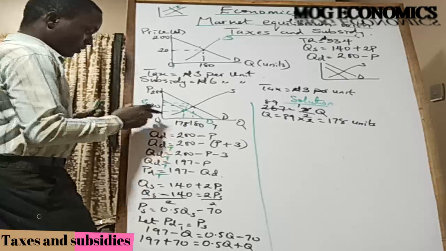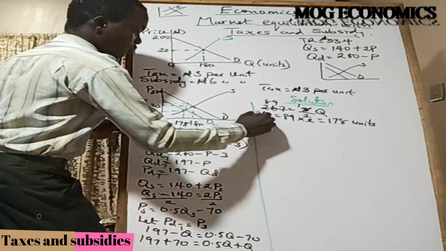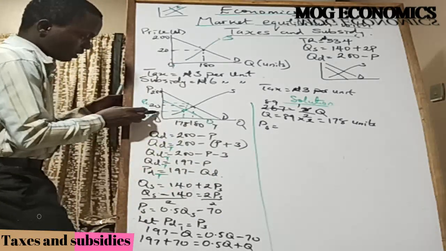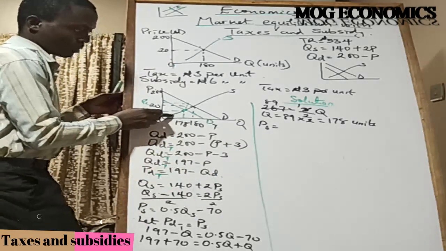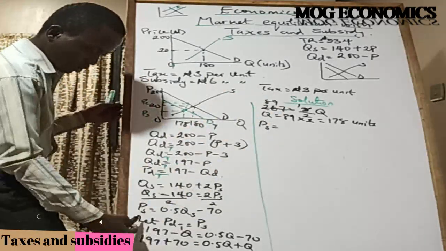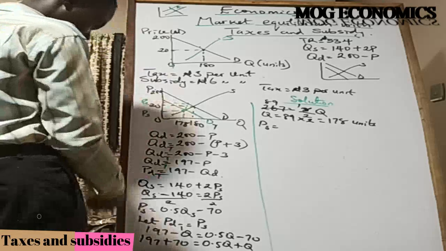So how do we now get the price that sellers are receiving? So PS is just going to be, we got PS from the old supply curve. From the old supply curve, this is the old supply curve. So where is the old supply curve?